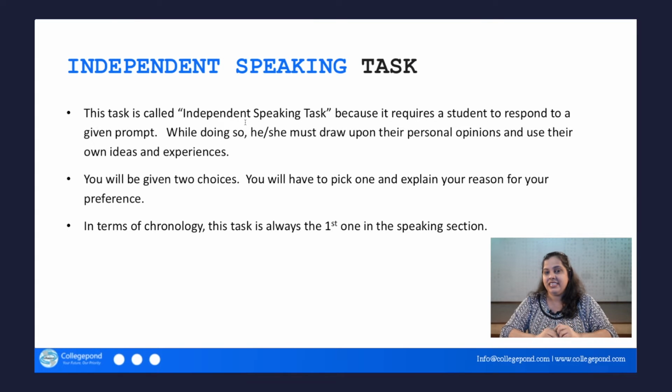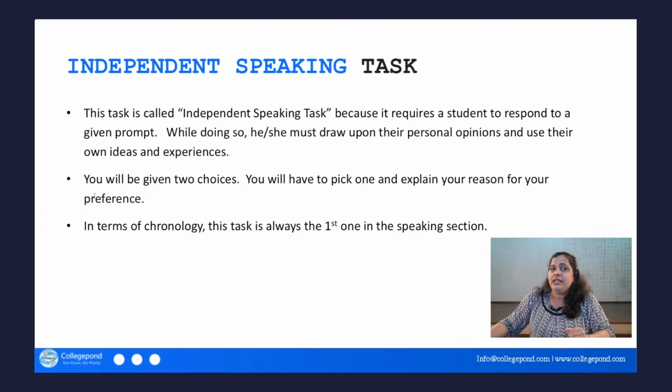Let's get into the details of the independent speaking task now. This task is called independent speaking task because it requires you to respond to a given prompt independently. You're supposed to give like a monologue. And when you're doing that, you are supposed to draw upon your personal opinions and your own ideas and experiences. This task will test you for those skills. How can you express your ideas and your opinions? Can you sufficiently support your reasoning?